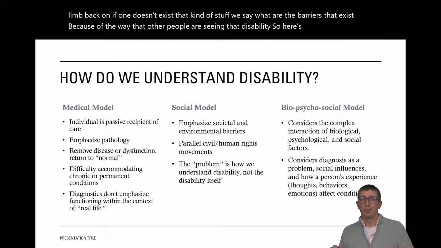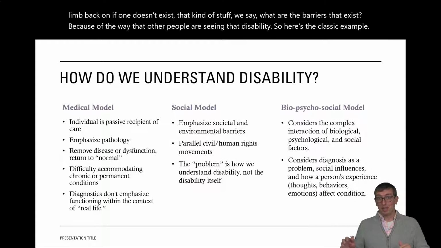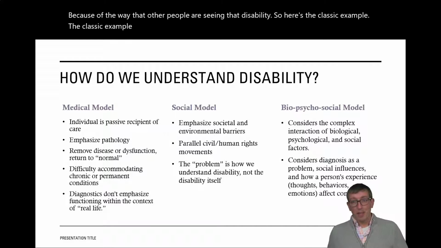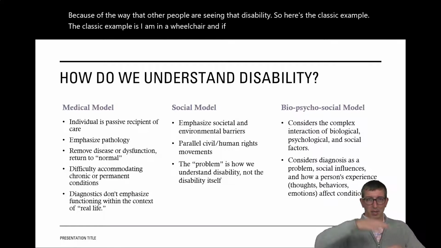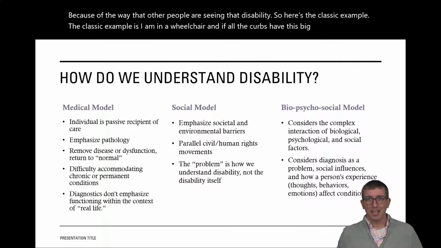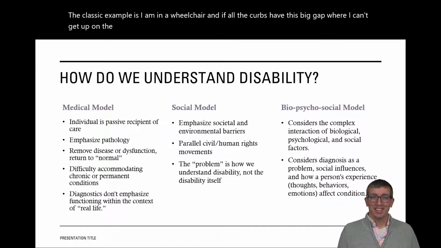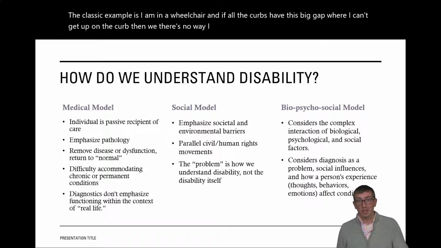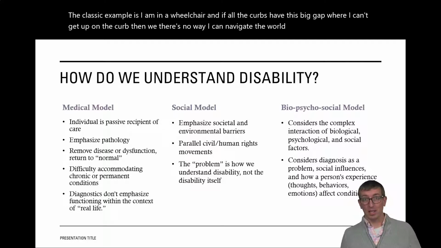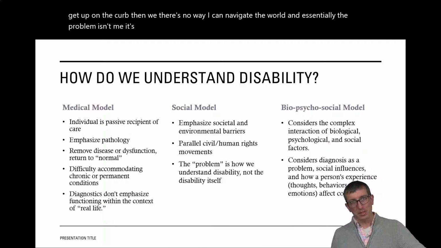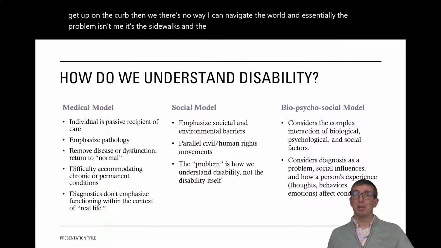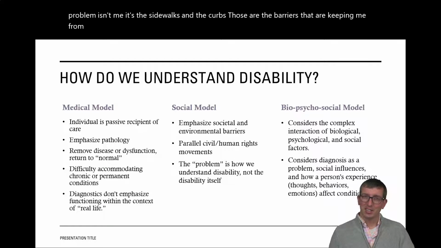So here's the classic example. The classic example is, I am in a wheelchair, and if all the curbs have this big gap where I can't get up on the curbs, then there's no way I can navigate the world. And essentially, the problem isn't me, it's the sidewalks and the curbs. Those are the barriers that are keeping me from getting access to things. It's just a simple example.